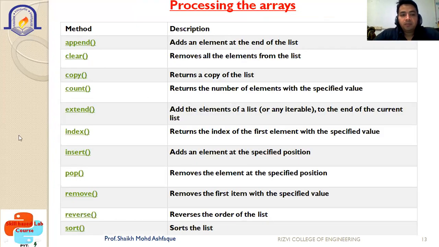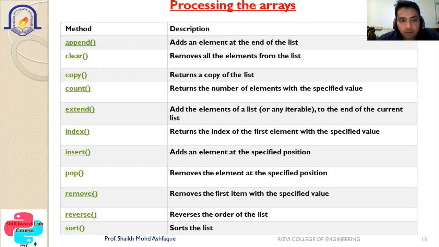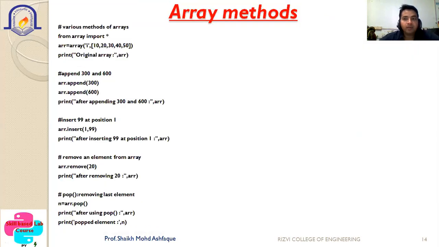Now processing the array elements, these are some methods which are used if you want to process the elements available inside the array, like append, clear, copy, count, extend, index, insert, pop, remove, reverse, sort, etc. All these methods you can use. Let us see some examples of the methods which have been defined in this slide. So try to utilize them, so you will understand how you are going to use them.